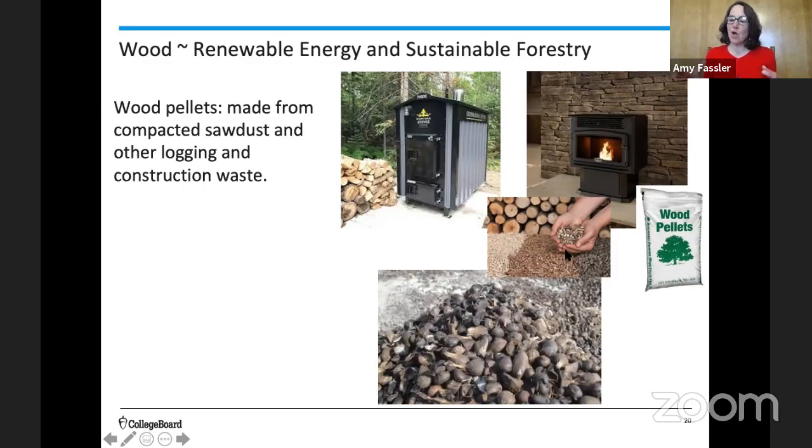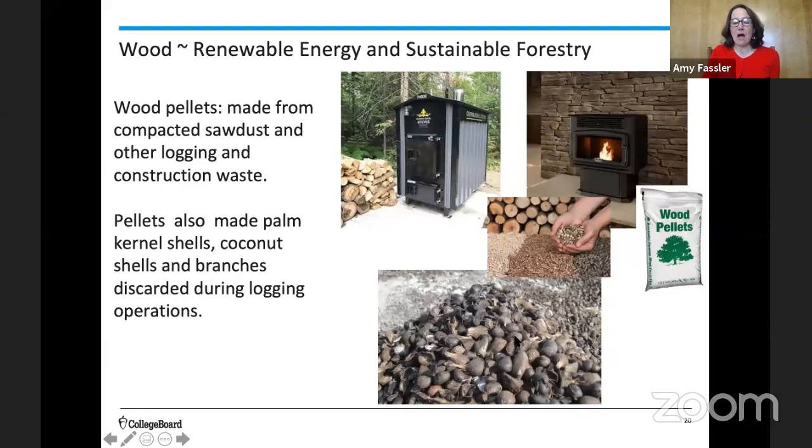I can take even sawdust from construction and I can compact it. It looks kind of like little animal poop or rabbit poop, like little rabbit pellets, but I just buy it in big bags and I put that in my furnace and light it on fire. We can also make those pellets out of things like palm kernel shells or coconut branches, anything discarded during that logging process. And again, if we can start transitioning the developing world to some sustainable uses of a renewable fuel like this, that's really our goal as they start to get more developed and use more energy.